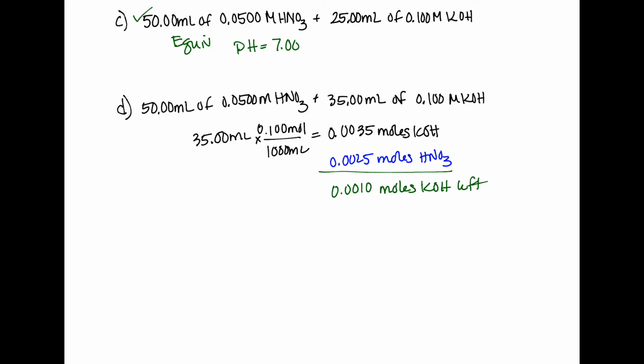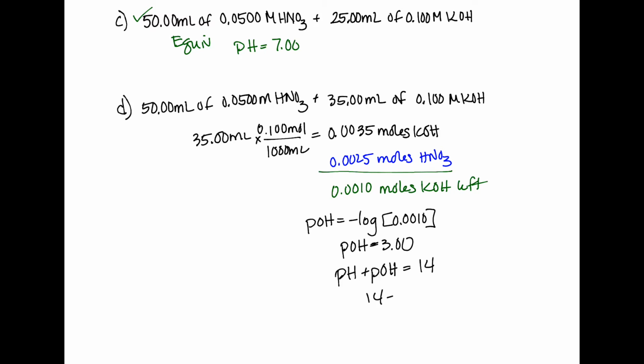And we can use that concentration to find the pOH. The pOH is the negative log of that hydroxide ion concentration. And that's going to come out to be 3. And we know that the pH and the pOH always add up to be 14. So 14 minus 3 is going to be the pH. So pH equals 11.